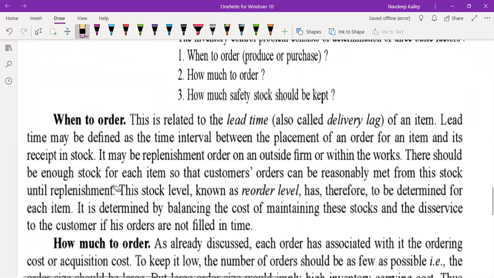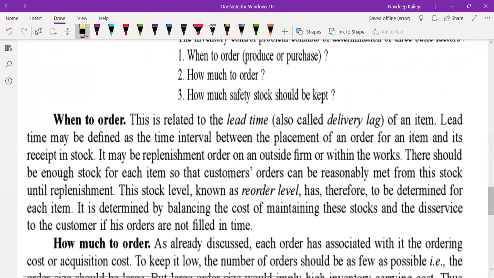There should be enough stock for each item so that the customer's order can be reasonably met from this stock until replenishment. This stock level, known as reorder level, is therefore to be determined for each item. It is determined by balancing the cost of maintaining these stocks and the disservice to the customer if his orders are not filled in time.